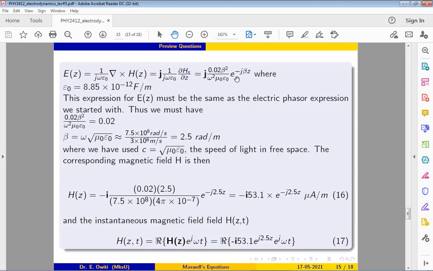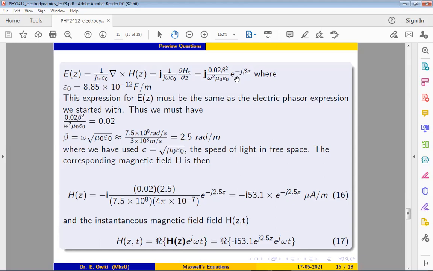The corresponding magnetic field is then given by Hz is minus j. So here, I think the substitution is for beta. Where there was beta, you now put 2.5. And omega was, of course, 7.5 times 10 to the power 8, mu naught, and then you have the other parts remaining the same. So that when you multiply now the 0.02, 2.5, and 7.5 times 10 to the power 8, you end up with a single number, which is shown in equation number 16.